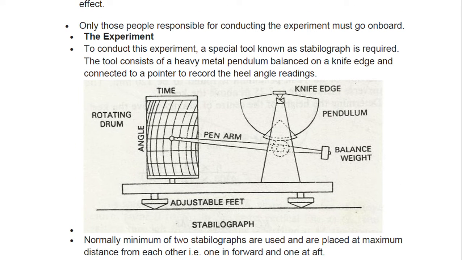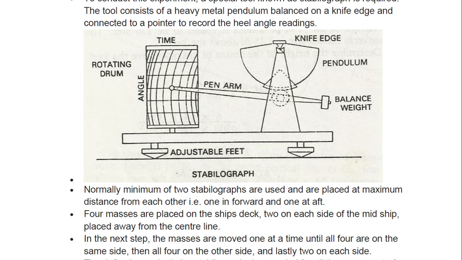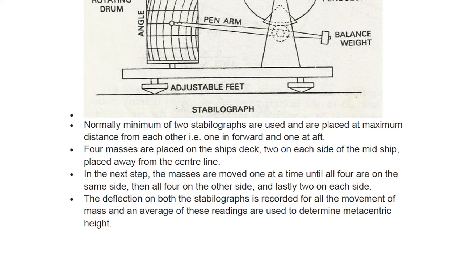The tool consists of a heavy metal pendulum balanced on a knife edge, and connected to a pointer to record the heel angle readings. So you see here, this is a pointer, and it is recording the heel angle readings, how much it is heeling. Normally a minimum of two stabilographs are used and are placed at maximum distance from each other, one in the forward and one at the aft. This is the maximum distance a ship can experience.